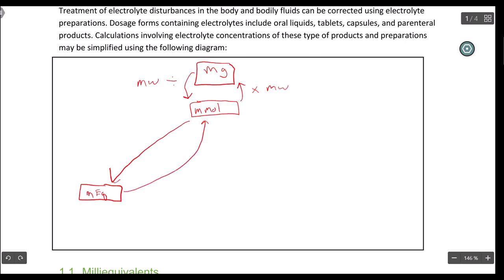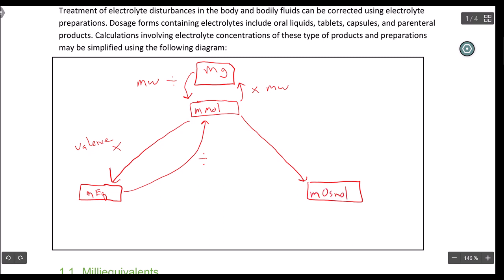So if I want to go from millimoles to milli-equivalents, if I want to go this way, I am going to multiply by the valence of the compound. If I want to go from milli-equivalents to millimoles, all these are going to be by divide. You're going to be dividing them. Over here, I'm going to draw another line and another box over here. This one is going to be milliosmoles.